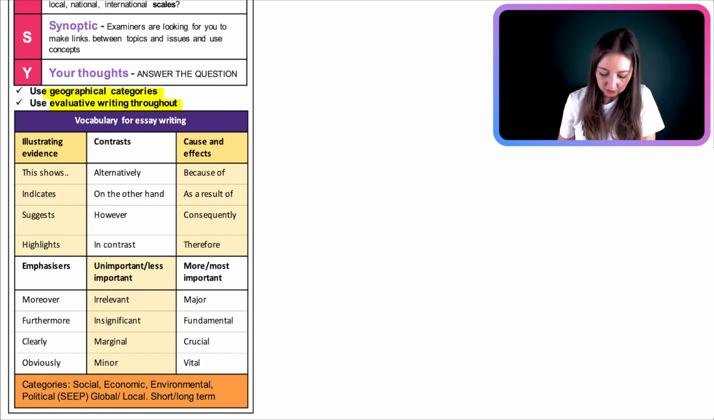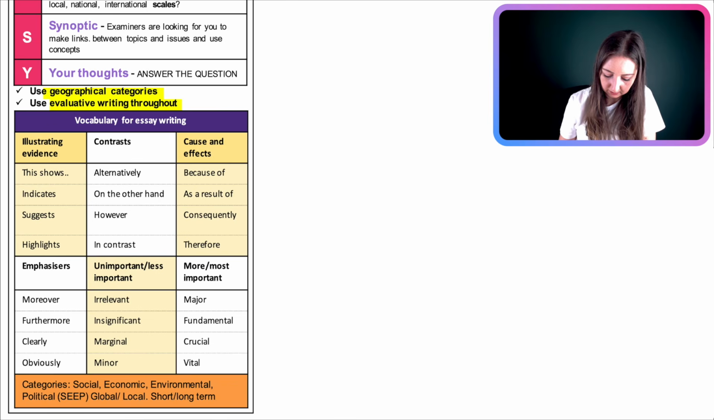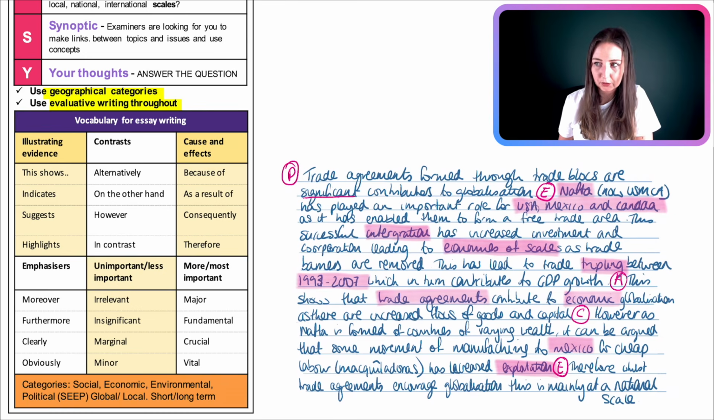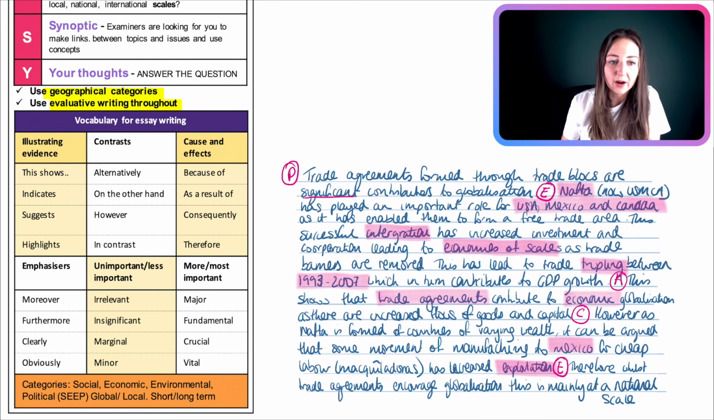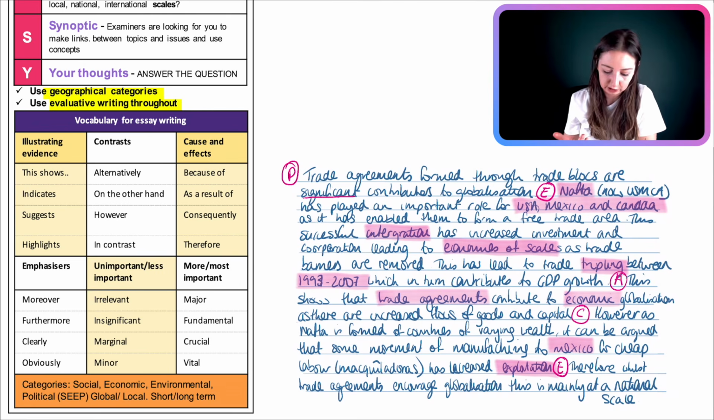So if we have a look at the question from before, I'm just going to pick up on this one. I'm going to go back to it. It's still got all the highlighting on it. But if we just quickly have a look using a different colour for the evaluative writing, if I was an examiner, let's just do this in blue. I really want to be looking for that evaluative writing, and the different categories as well, to see if they really are speaking like a geographer.